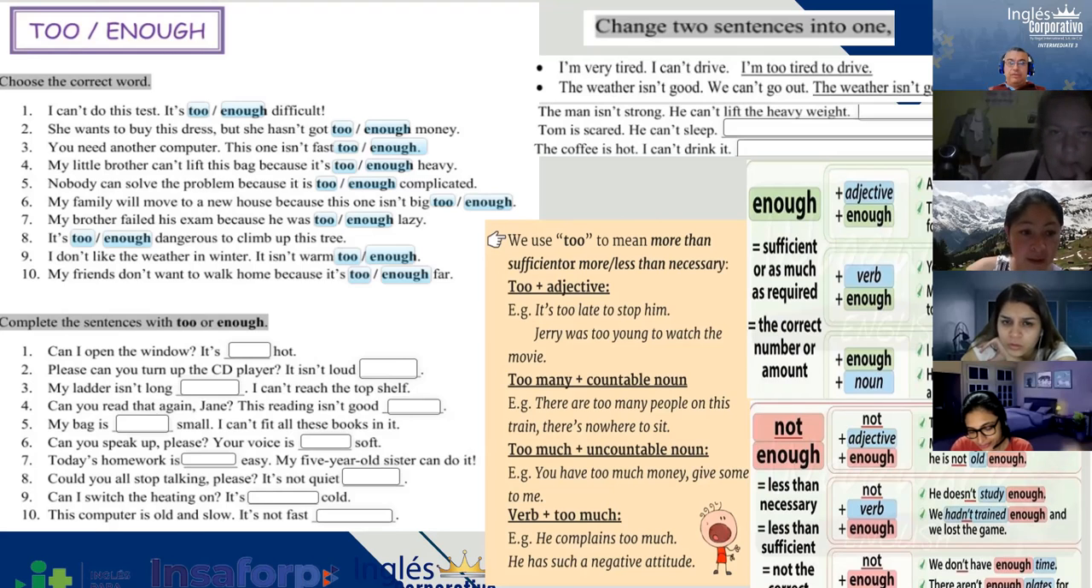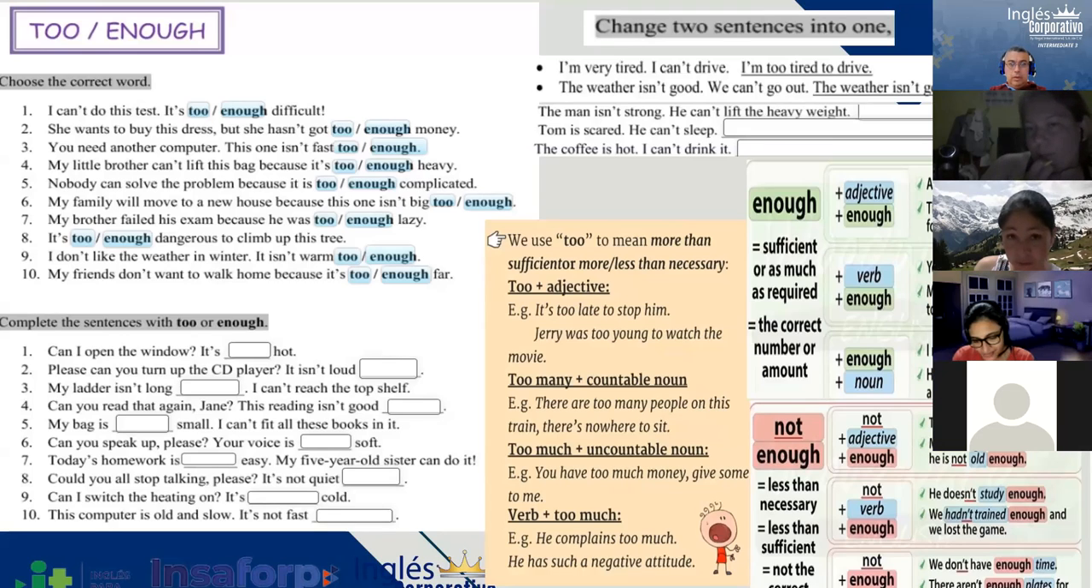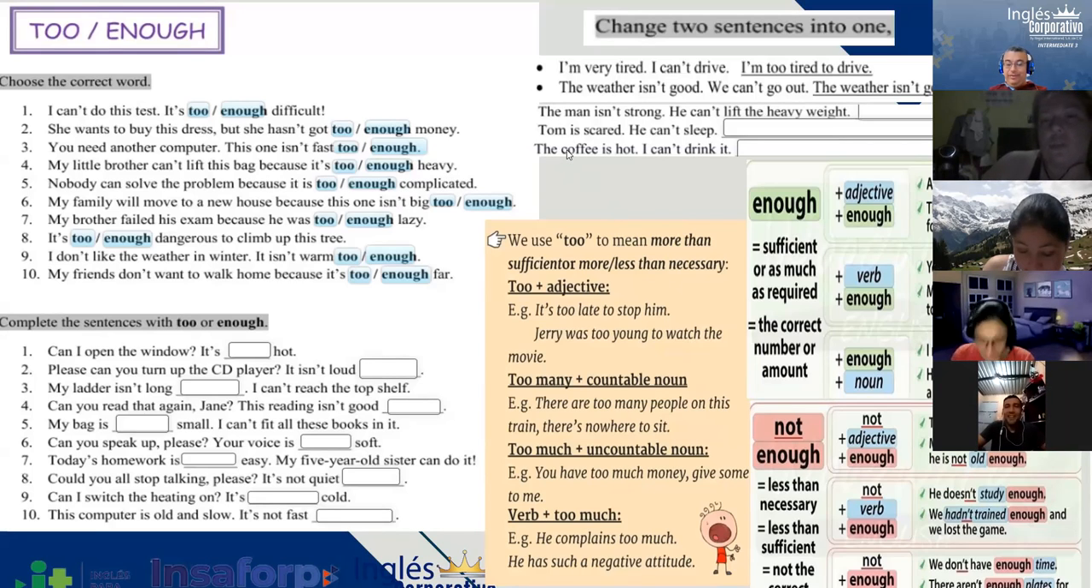Okay, Beatriz, you didn't use both sentences. Yes, I'm going to send you again. Okay. Remember, there are three. Who sent me this right now? Miguel. Hello, Miguel. Hello, teacher. Okay, there are three sentences. Son tres. Three. The man isn't strong. He can't lift. Right? There are three right here. I don't see the first one. All right.